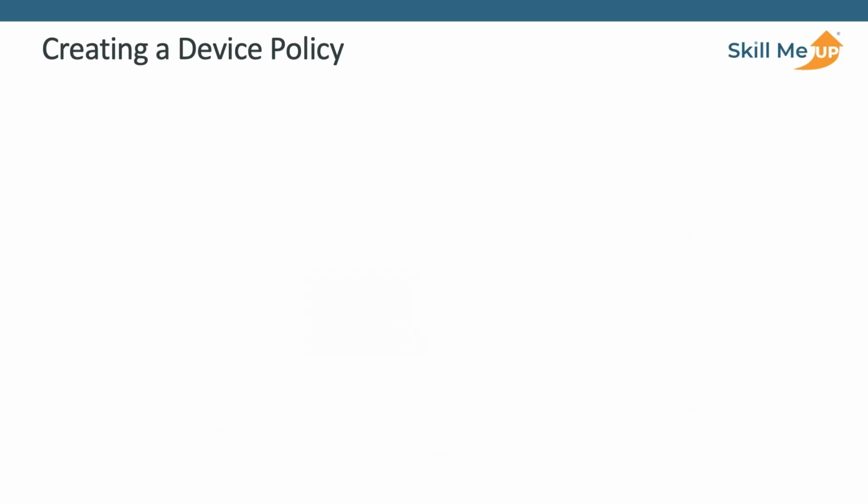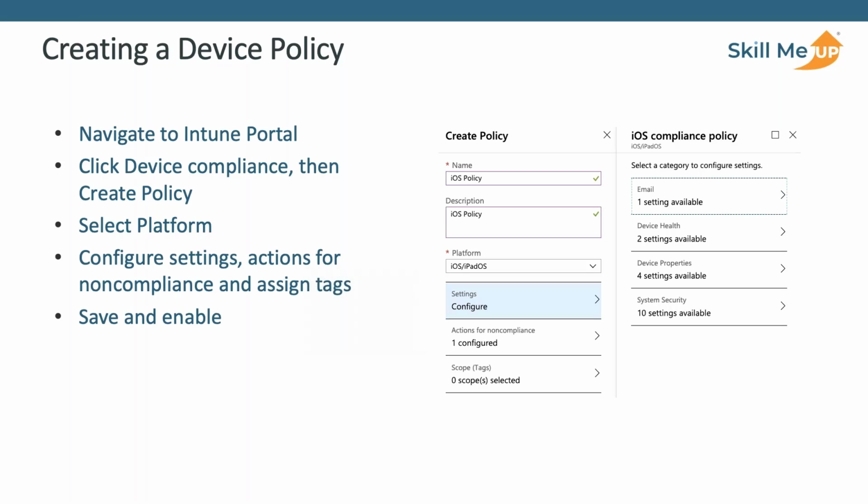Okay, so in order to do this, we need to look at creating a device compliance policy. To do this, we're going to navigate to the Intune portal, or at least the endpoint protection portal, as it's now called. We're then going to click device compliance, and then we'll create a policy. As you can see on the right here, we're going to configure specific platforms and policies, and then we're going to save and enable that policy. So let me just go back here.